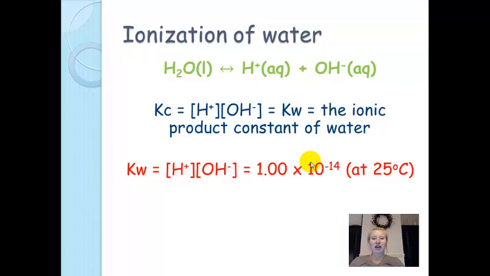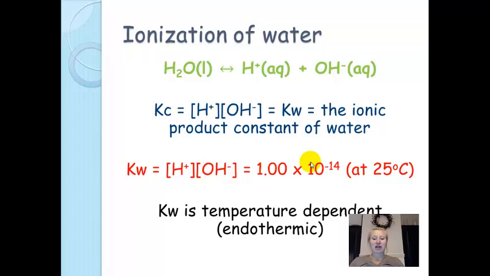So if we know that Kw is always a constant at room temperature, then we can calculate the concentration of OH- or the concentration of H+ if we're given one or the other. Now, Kw is temperature dependent, meaning that it changes with temperature, because remember, equilibrium constants can change with temperature, and Kw is endothermic, so energy is on the left side of this equation for the autoionization of water.